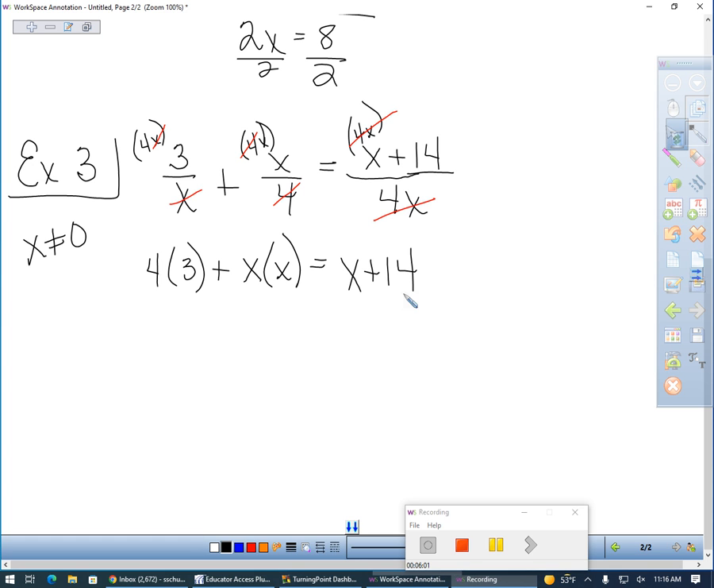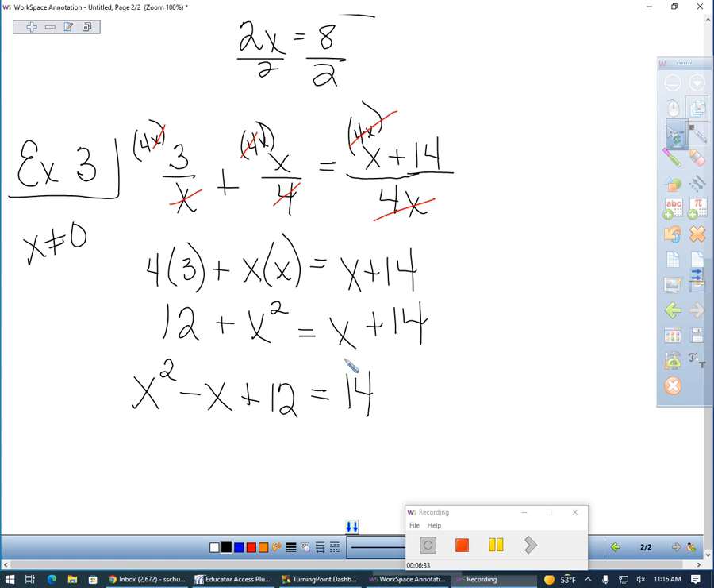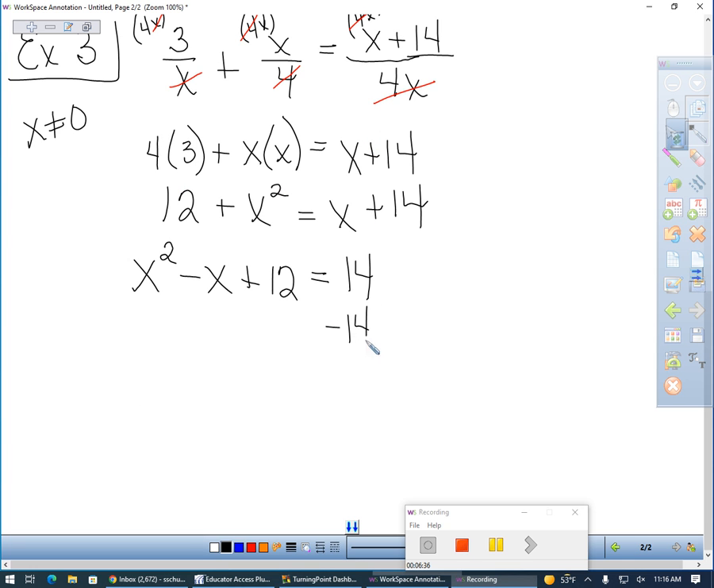Now solving the remaining equation. I have 12 plus x squared equals x plus 14. All right. All in one step, I'm going to get the whole thing set equal to 0 since I do have a squared term here. And I'm going to put it in the right order. So I have my x squared first. Subtracting x to this side, I still have plus 12 equals 14. I still need to subtract this 14 to the left. So let's subtract 14 to get the whole thing set equal to 0. So I have x squared minus x minus 2 equals 0.